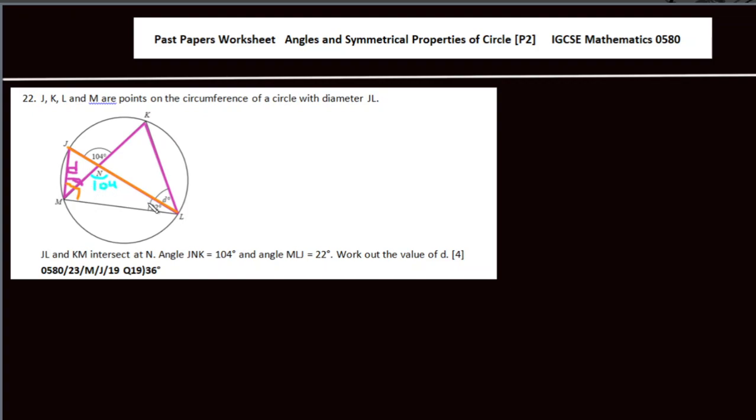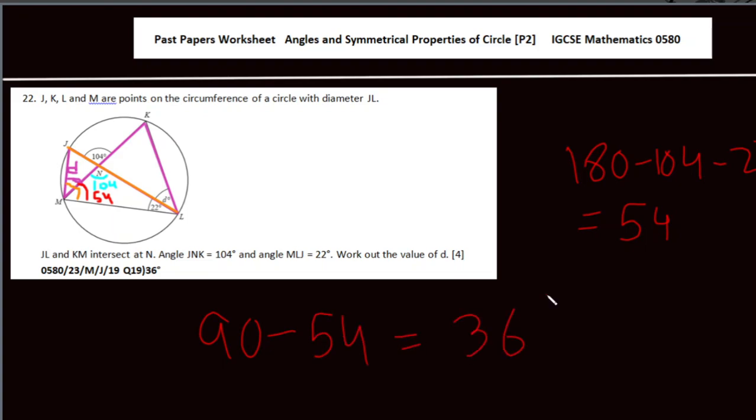So this angle is 104, this is 22, so this red angle would be 180 minus 104 minus 22, which gives us 54. So this angle would be 54 over here. And now we can find D by subtracting 54 from 90, which gives us 36 degrees.